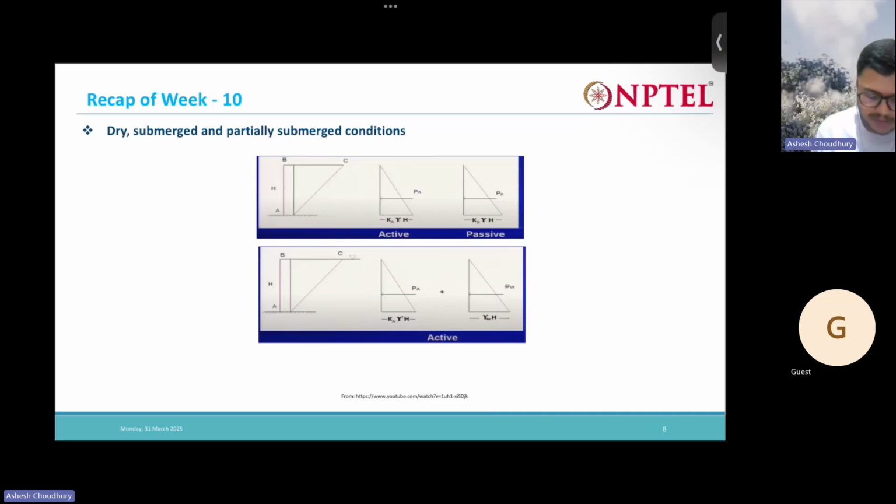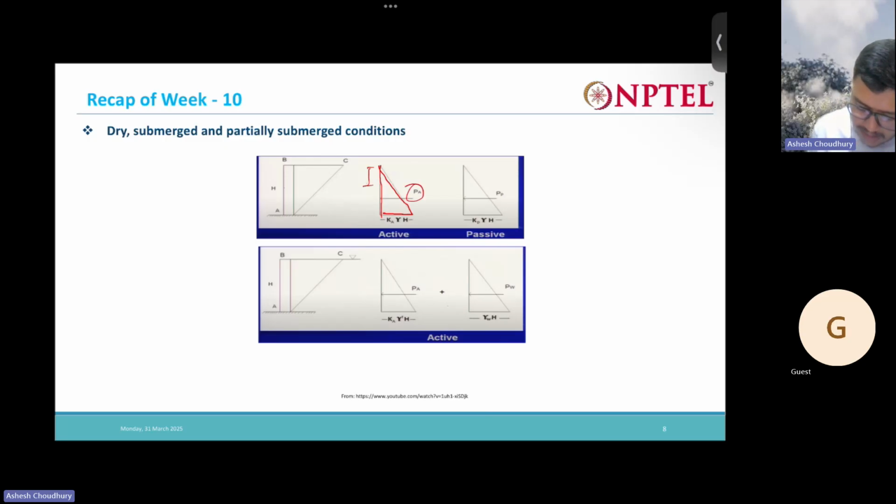Now these are some of the cases that we may discuss: dry, submerged, and partially submerged. So first let us see the dry condition. So you have a dry backfill soil. In that case, you are going to have this triangle which gives us the PA. So the area of this triangle is going to give us the PA.